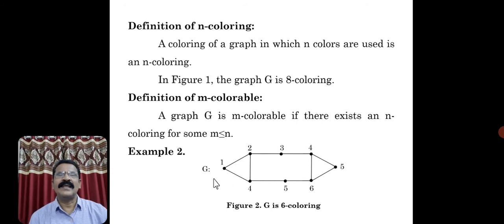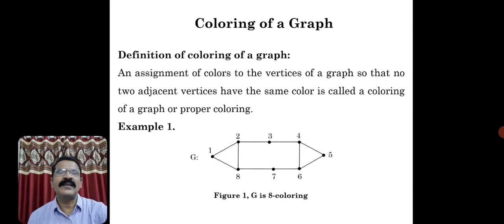Okay, in the previous example, let me take the previous one. How many colors have we used here? We have used 8 colors. For each vertex we have used a different color. So we have used 8 colors, and that's why it is called 8 coloring.